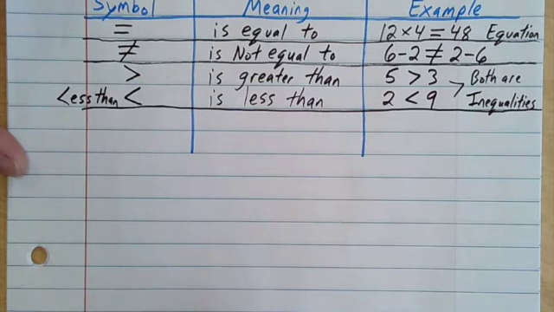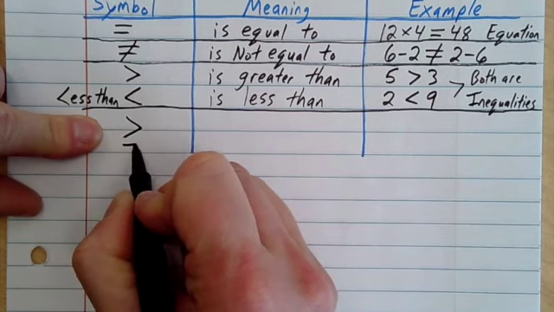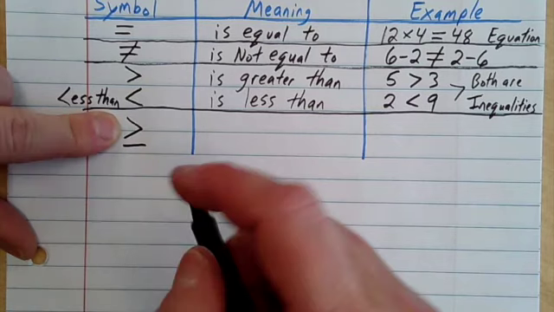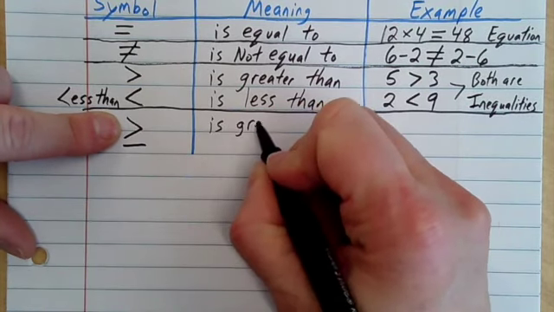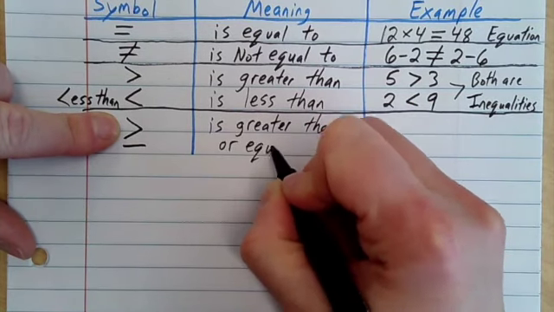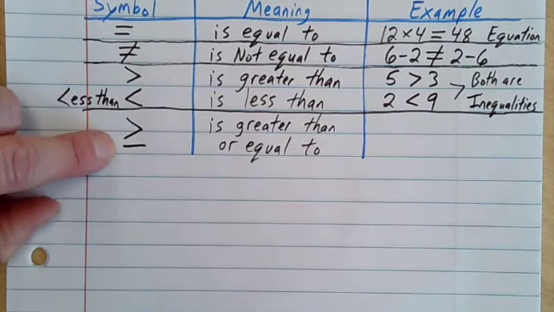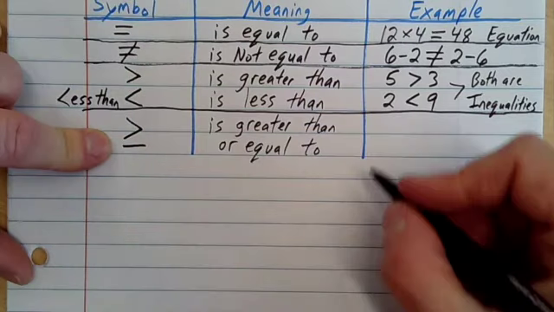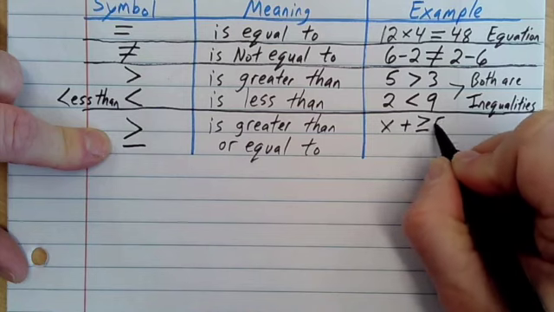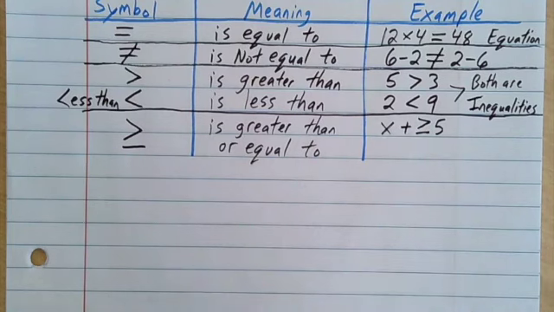Then I want this one to take up 2 spaces of our chart. So I'm going to write that it's the greater than sign or equal to. It's like it has part of an equal sign and the greater than sign. So we read this, the meaning is greater than or equal to. You say both of them. It's either greater than it or equal to it. So an example of this, x plus 3 has to be greater than or equal to 5. How do you figure out what number you would put in for x to make this true?